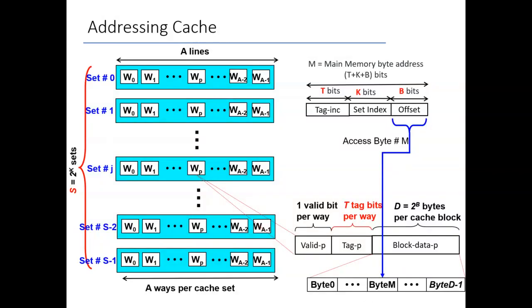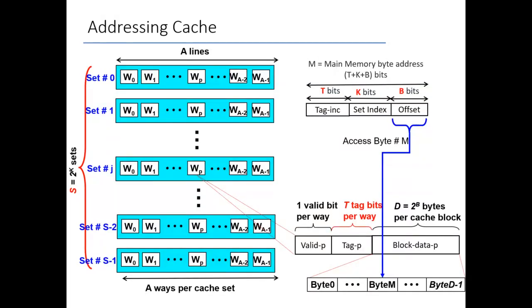What is the range for M? Anyone may answer, please. The possible values for M may be byte 0, it may be byte 1, and so on. So the range of M will be from 0 to D minus 1. It can have any value from 0 to D minus 1.